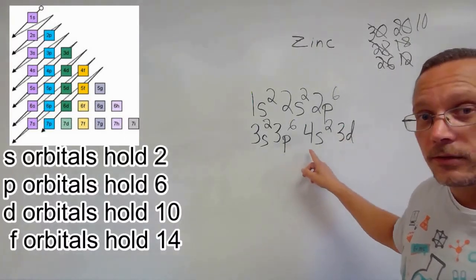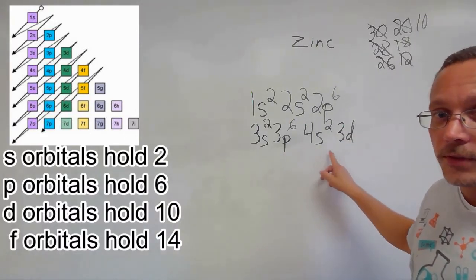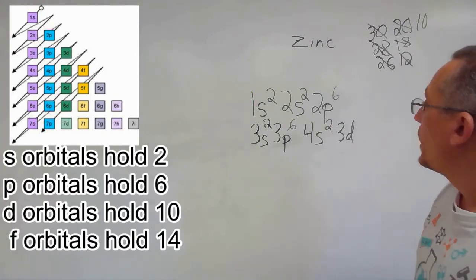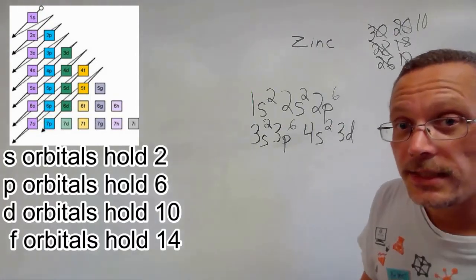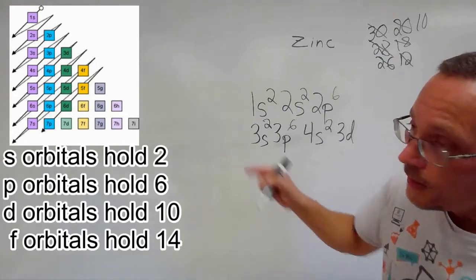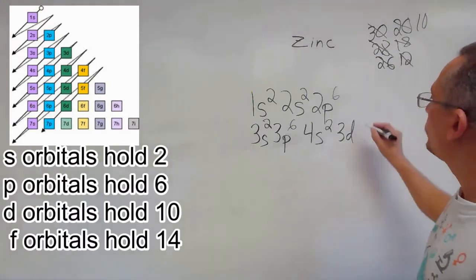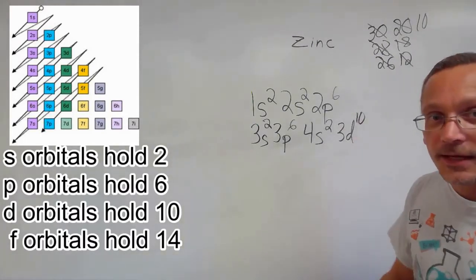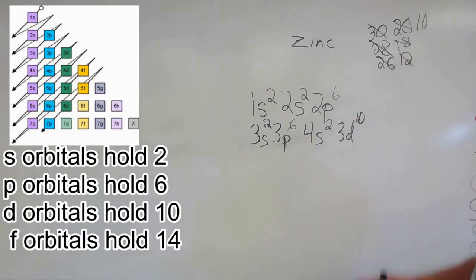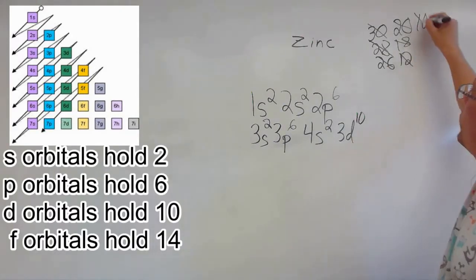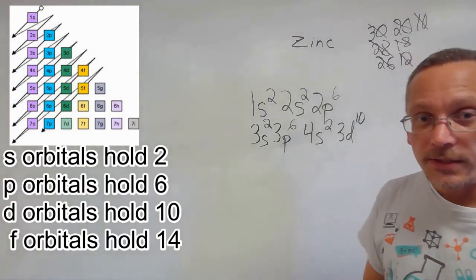3d. Sometimes you get these little weird things where you go up to level 4 and then you go back down to level 3. How many electrons can we put in a d orbital? A d orbital can hold 10. So I'm going to put 10 there. Now I have 10 left to deal with. I just put 10 right there. So I've got all my electrons dealt with.